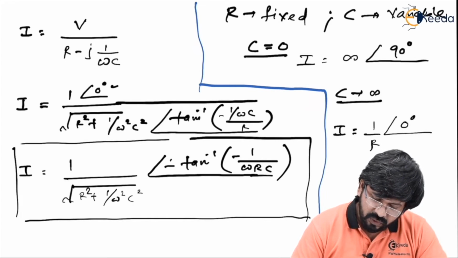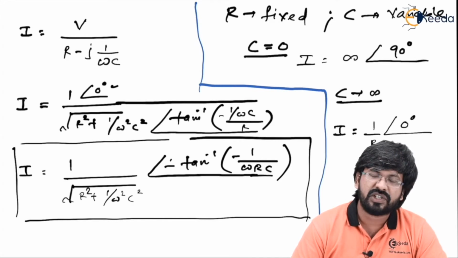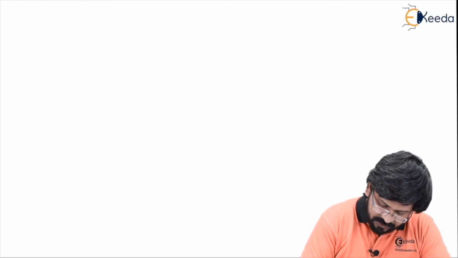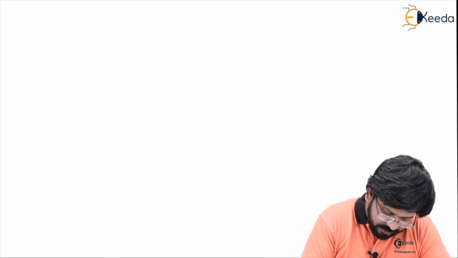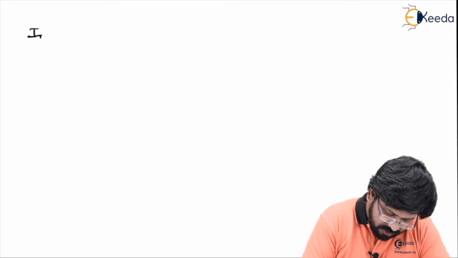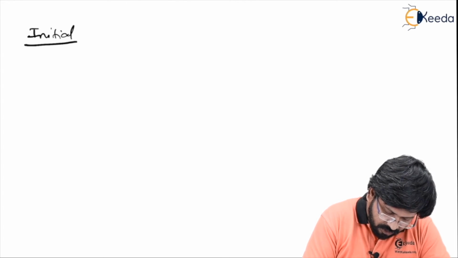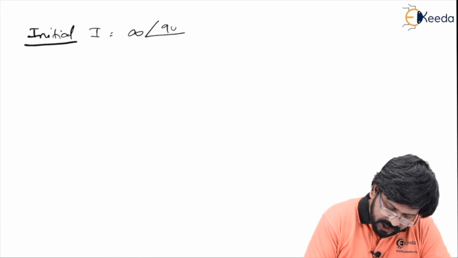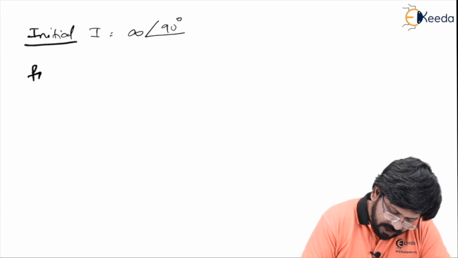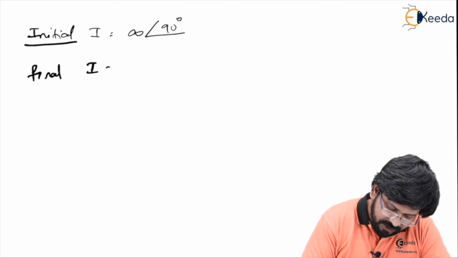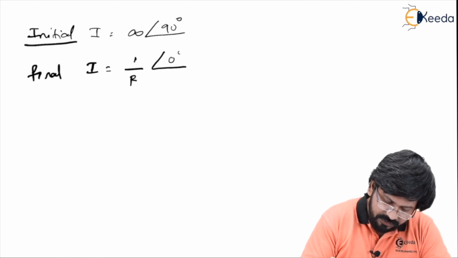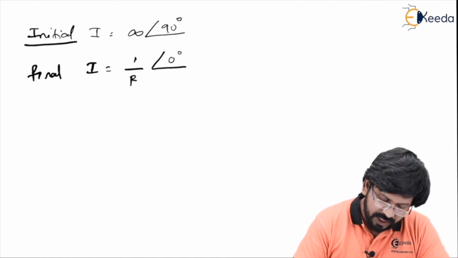So we have only two values of current, that is initial current value and final current value. Where initial value of current is simply infinity at an angle of positive 90 degree, and the final current value that we have seen, it was 1 upon R at an angle of 0 degree. Let's see how we can plot this.